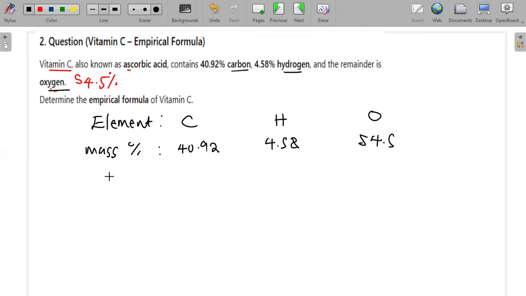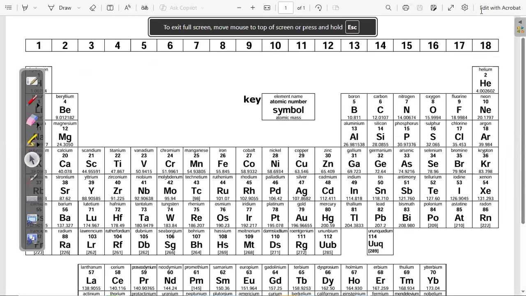So what is next here is to find the moles, right? For the moles, we're going to divide each of these by their molar masses. The molar mass for carbon is 12.01 grams per mole. You get these values from the periodic table. I'm going to show you. For hydrogen, it's 1.01 grams per mole. Then for oxygen, it's 16.00 grams per mole.